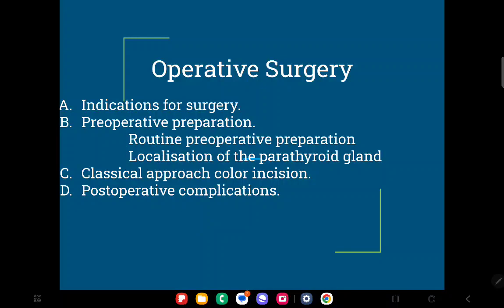For the operation, there is indication for surgery, and there is preoperative preparation, routine preoperative preparation like any other surgery. But what is different here is you have to localize the parathyroid gland before the surgery, and there are certain things you can localize the parathyroid gland. The classical approach is the collar approach, collar incision, and we also are going to talk about post-operative complications.